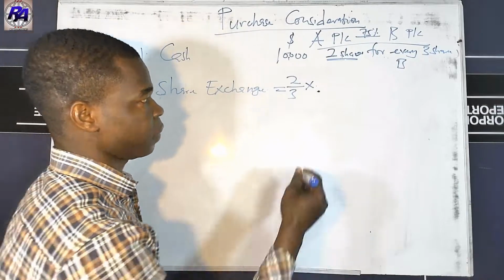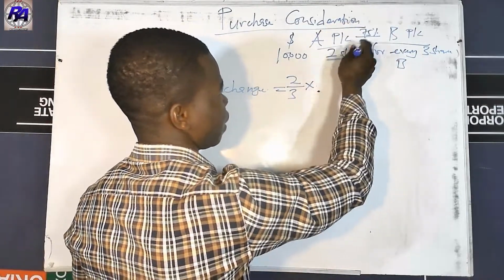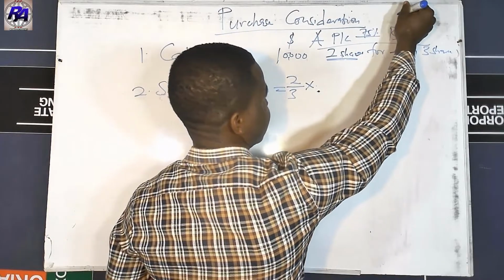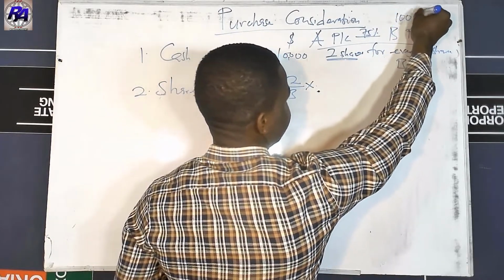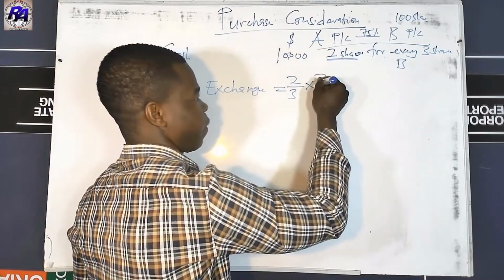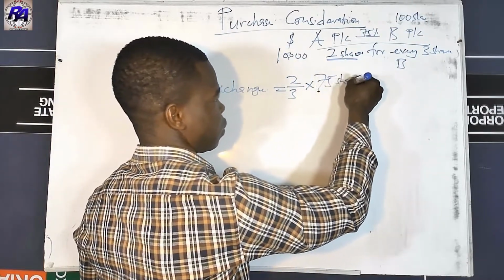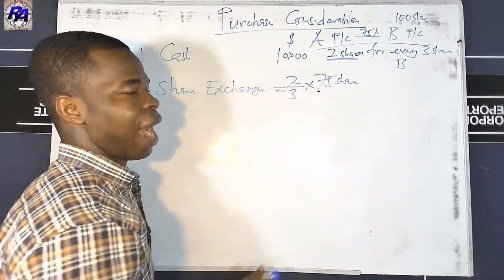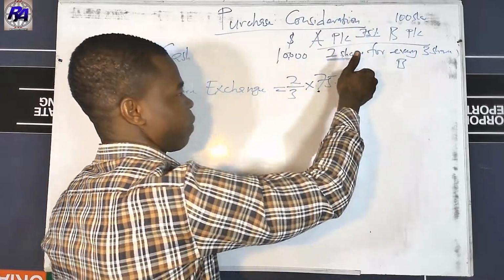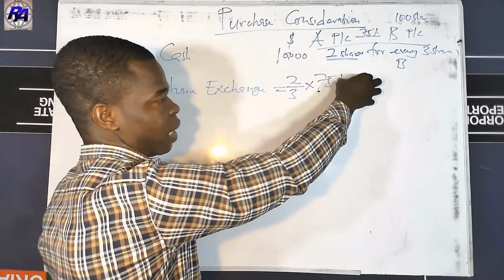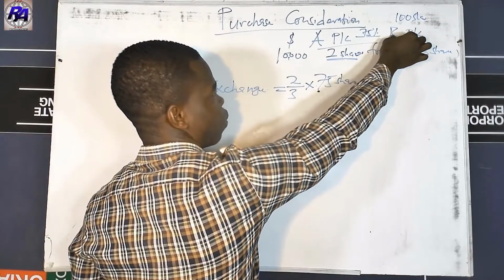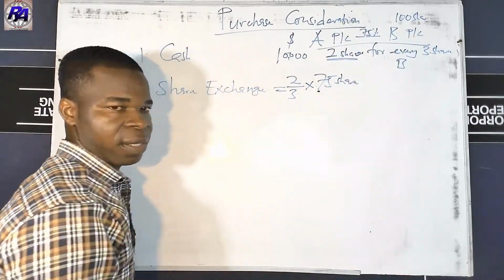So we can say that A PLC is acquiring 75% of B PLC, and B PLC's equity shares are, let's say, 100 shares. So 75% of 100 will give us 75 shares. So multiply by the number of shares acquired, or we can also say that A PLC acquired 75 equity shares of B PLC, of which the shareholdings of B is 100 shares.